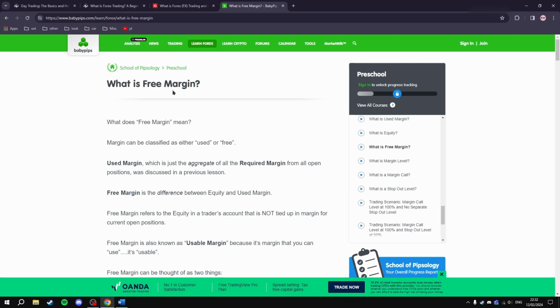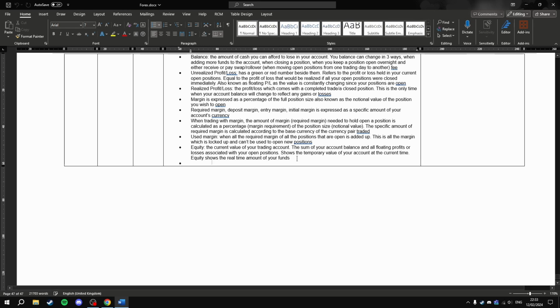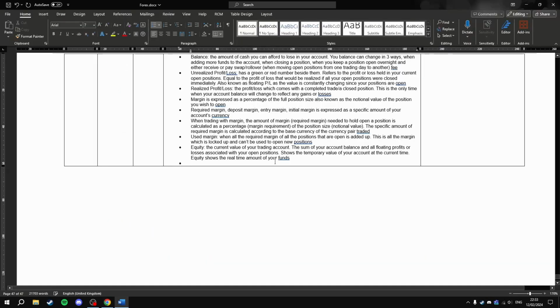What is free margin? What does free margin mean? Margin can be classified as either used or free. Used margin, which is just the aggregate of all the required margin from all the open positions, was discussed in a previous lesson. Yes, it was used margin. Free margin is the difference between equity and used margin.